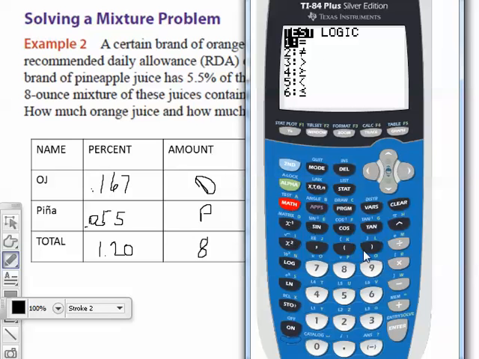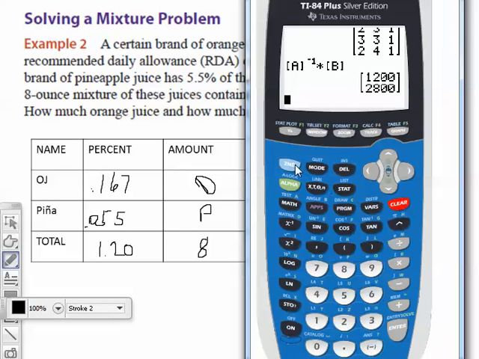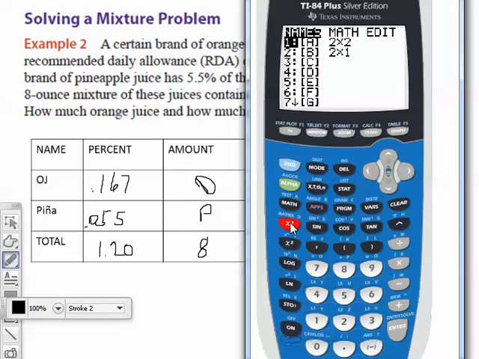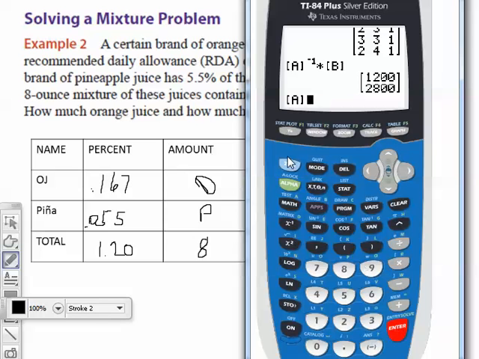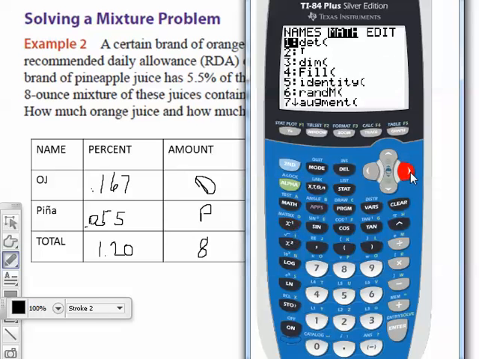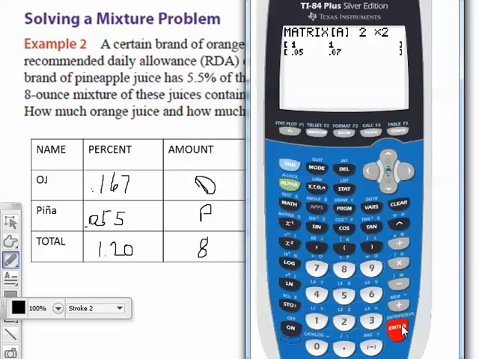Second, math. No, it's not second. Math. Second, matrix. Thank you. It's a 2 by 2 equation. Right? So second matrix, we go over to edit. We go into 2 by 2. First ones are 1 and 1. Okay? The next one is 0.167, and the next one is 0.055. Enter.